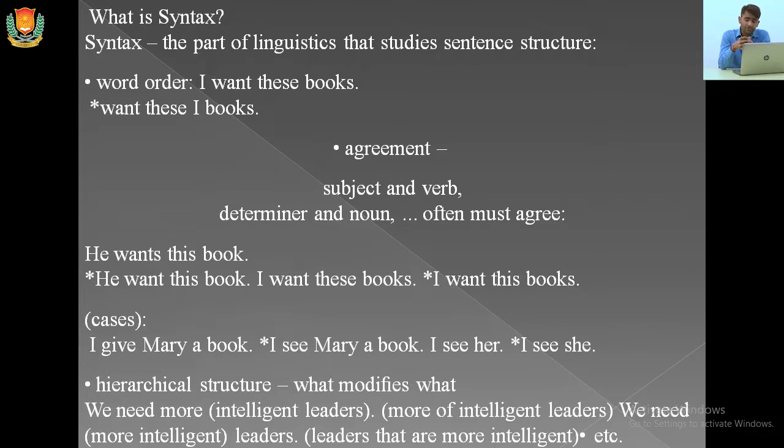Somewhere we miss it. For example, another title under the syntax. Syntax consists of the whole grammar, which I just discussed. Suppose cases. I give Mary a book. Simple. I see Mary. I see her. I see she. Can we say like this? No. Cases must be specified. Cases must be correct.